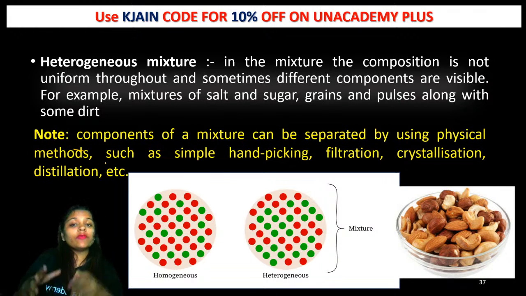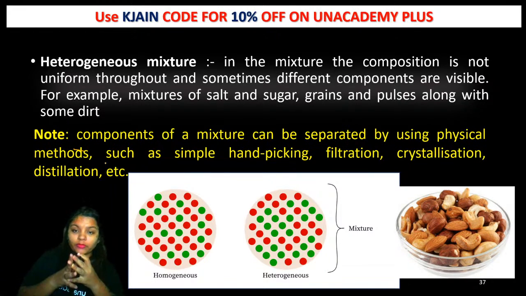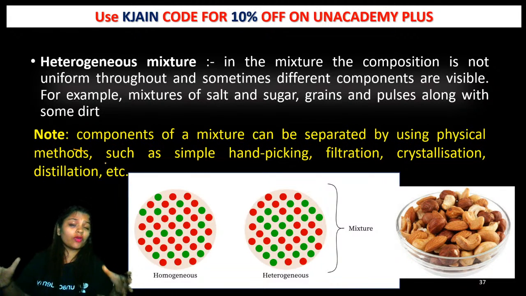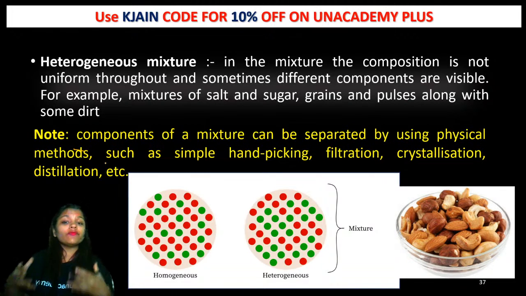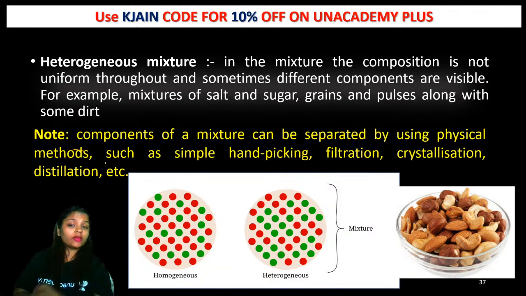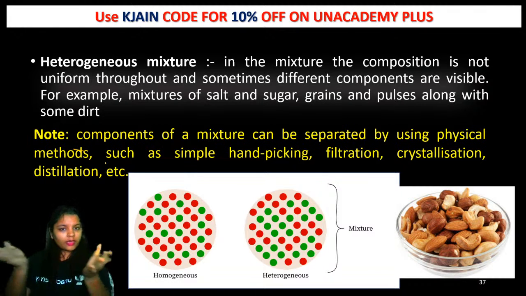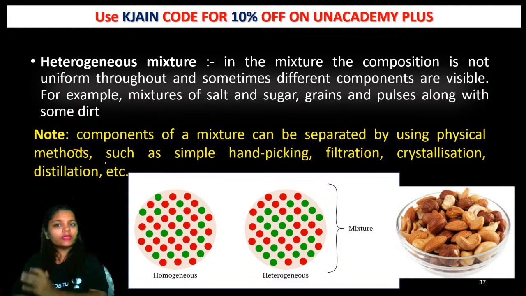If you want to separate the components of a mixture, then we can use physical methods. We can use hand picking, filtration, crystallization, distillation. We can use any physical method. But to separate a compound, we need a chemical method. For a mixture, we can easily separate by using physical methods.